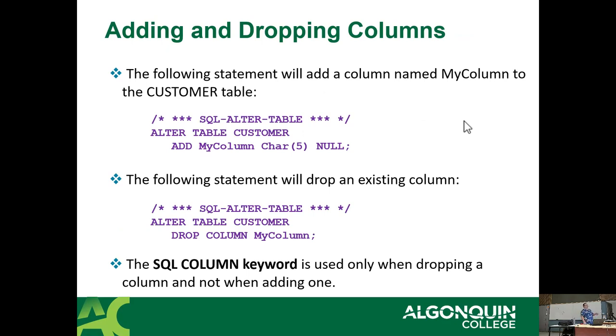So, for example, here's adding a new column to a table. Alter table customer, add my column, char 5, it's allowed to be null. Some database servers require you to have the column keyword in there. So it'd be alter table customer, add column my column, char 5, null. That actually sounds pretty much like an English statement, doesn't it? Alter table customer, add a column. And then you've got removing the column. Alter table customer, drop column my column. So you're going to alter the table and get rid of a column and it goes away.